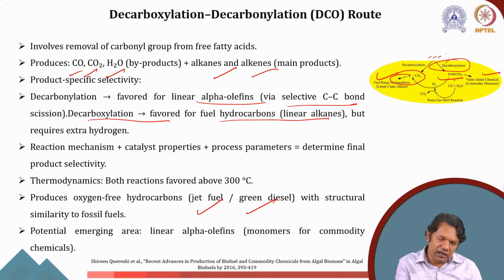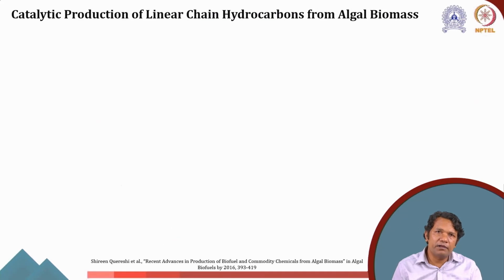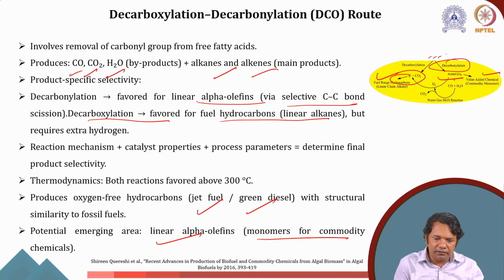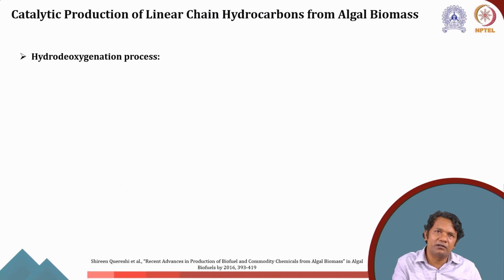Similarly, there are potential emerging areas, like we can make linear alpha olefins, which are monomers for commodity chemicals, and then there are other products that we can make through it. If we talk about the other products, one is the decarboxylation and decarbonylation route to produce linear chain alkanes or alkenes. Similarly, we can also produce linear chain hydrocarbons from the algal biomass via other routes.